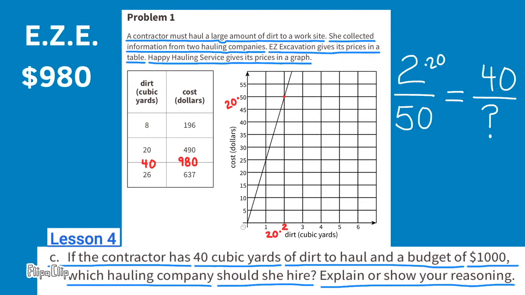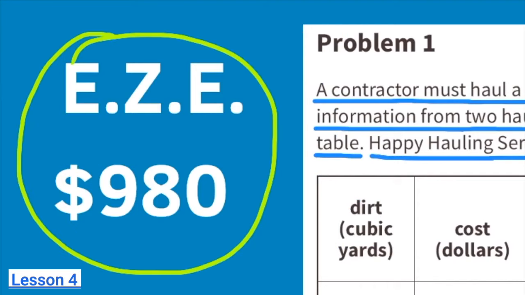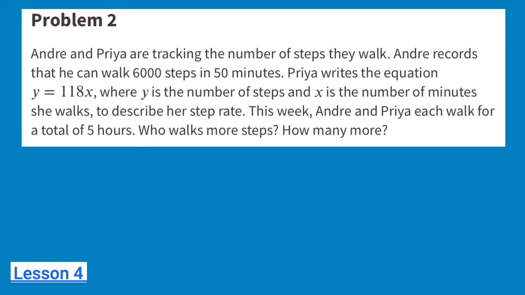50 times 20, or 20 times 50, equals 1,000, or $1,000. To haul 40 cubic yards of dirt for Happy Hauling Service, it costs $1,000. So to save a little bit of money, she should choose Easy Excavation, which comes in $20 under her $1,000 budget at $980.